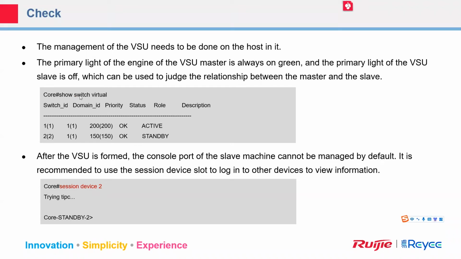And finally, we can use the command show switch virtual to check the switch ID, domain ID, priority, the status, and whether the role is active or standby. By default, if you use a console interface to connect with the switch, you enter the active switch. If you want to check some information of the standby, you can use the command session device 2, or if you have a third switch, you can add the device and the switch ID.